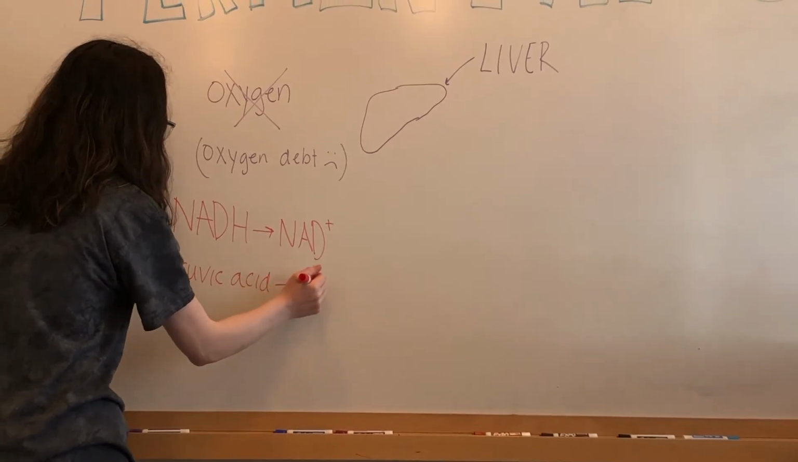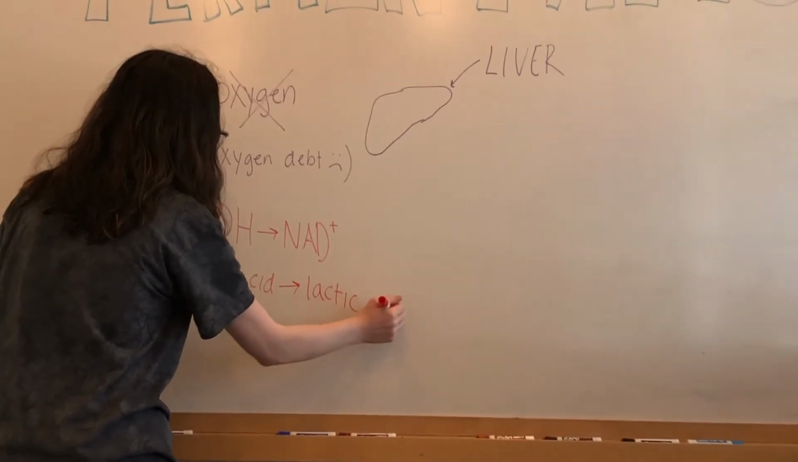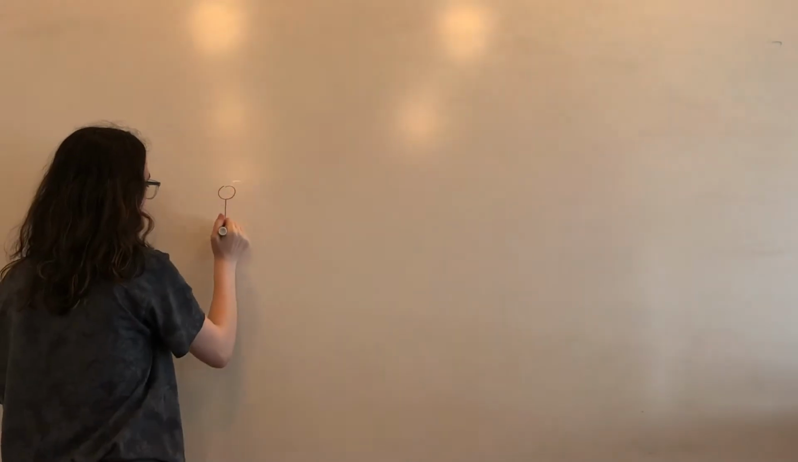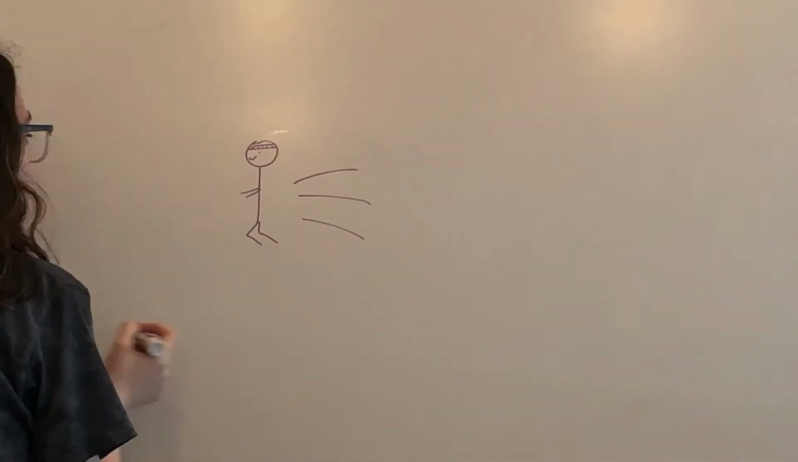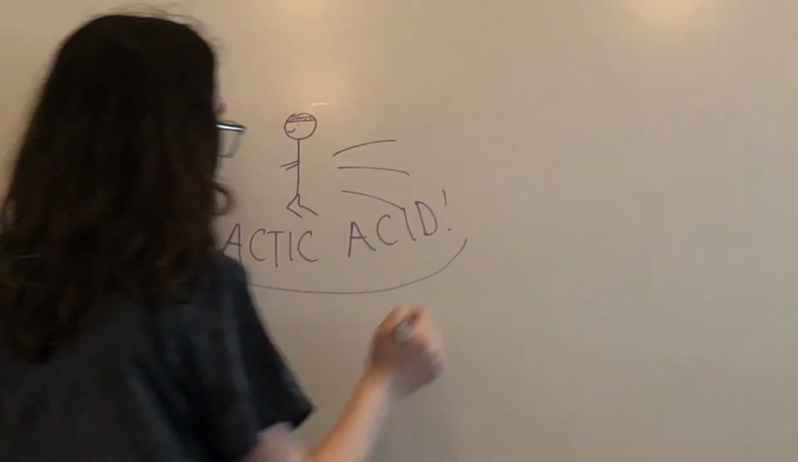An electron then gets taken off NADH and put onto pyruvic acid, which converts it into lactic acid. This is why working out causes soreness.